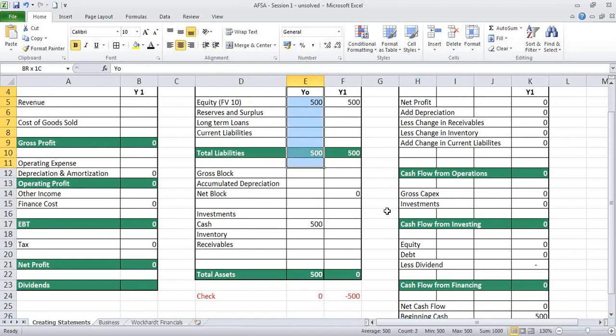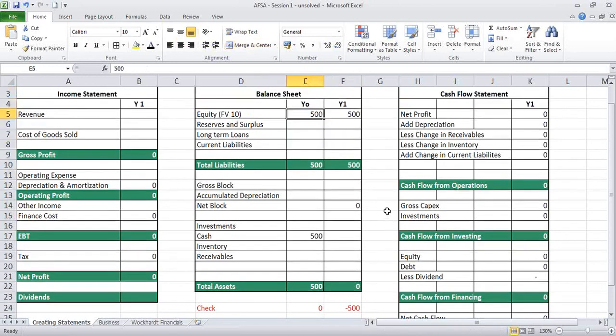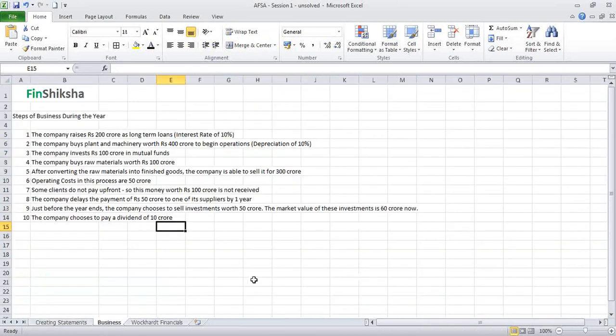At this point, the company has started its business. Year 0 is what we have. They raised equity of $500 million or 500 crore rupees, and they have cash in their bank account of 500 crore rupees. Now they are doing some business. Each business step is mentioned on another worksheet within this Excel file called business, and each of these steps will make some changes in the P&L and the balance sheet.